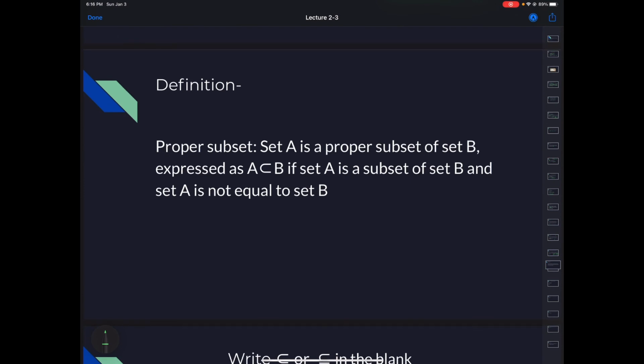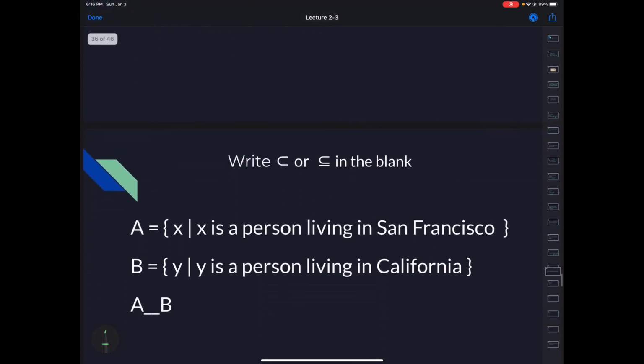A proper subset. Set A is a proper subset of set B, expressed as A is a proper subset of B, if set A is a subset of set B and set A is not equal to set B. So proper subset, it doesn't have the equal sign. A cannot be equal to B.